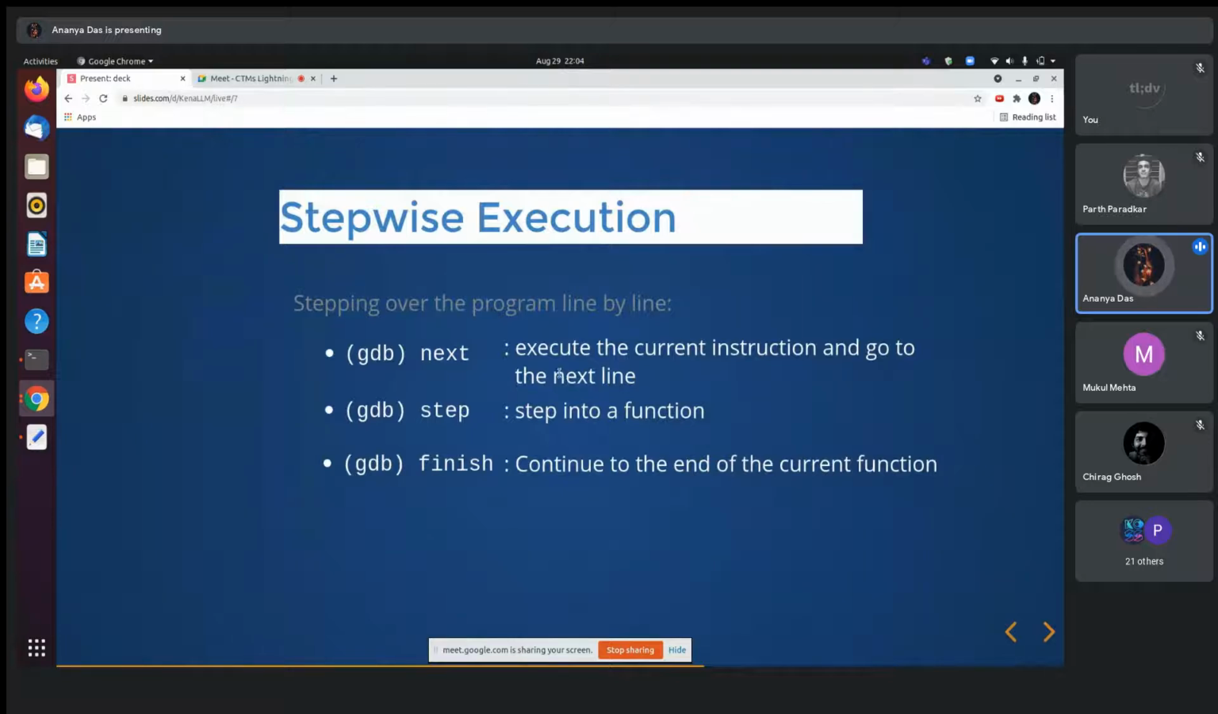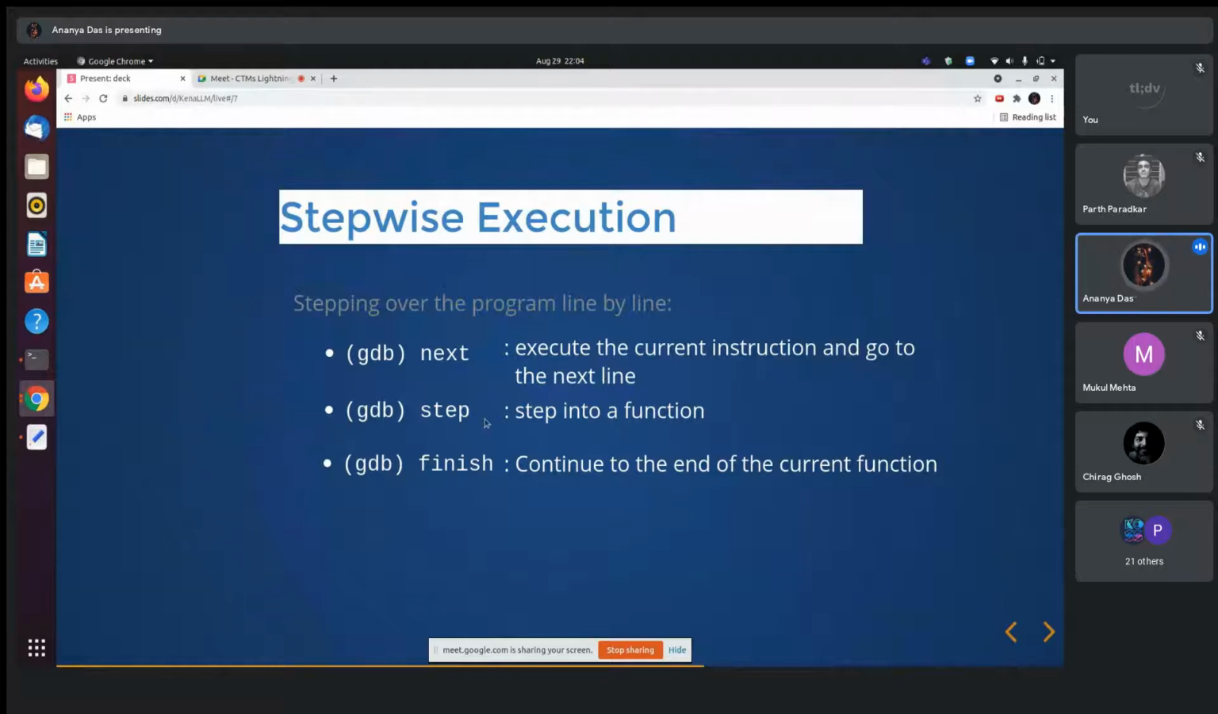So we can also do stepwise execution. Let's say we are at line number 33 in a command. If we use the next step, so the next command, it will execute the current instruction and go to just the next line. So it will now go to line number 34 and examine the code over there.